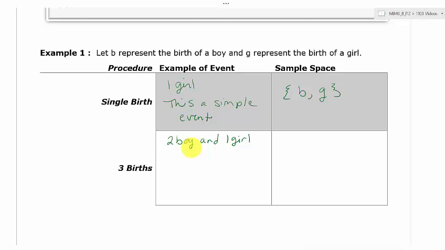This can be broken down though, so this is not a simple event. So we could break these down in simple events. And so the first child is a boy, second child is a boy, third child is a girl. So this is a simple event of this two boy and one girl event. There are other possibilities. So the firstborn could be a boy, secondborn a girl, and the thirdborn a boy. Or we could have the firstborn be a girl and the second and the third be boys. So these are simple events.